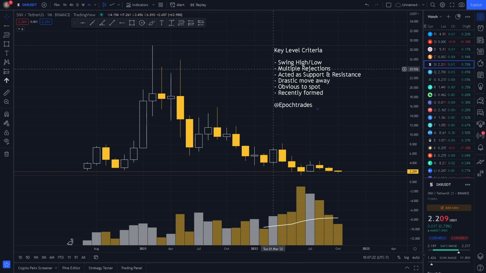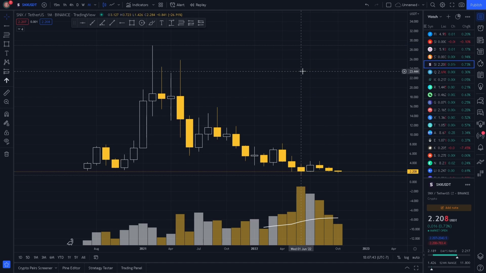Today we're going to be covering key levels on the higher time frames for SNX. So as always, our key level criteria: we look for swing highs and swing lows, multiple rejections, acted as support and resistance, drastic moves away, obvious to spot, and recently formed. So let's go ahead and hop right in.